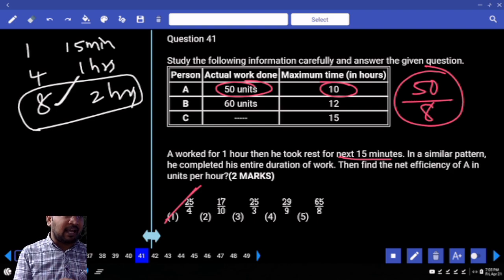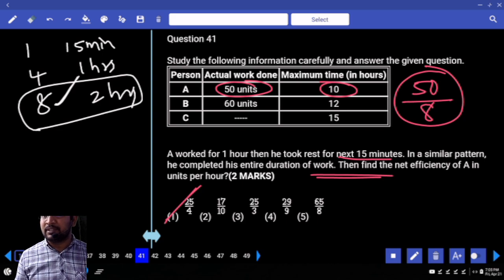So the total time, the maximum time, is 10 hours. Out of 10 hours, they are effectively working for 8 hours only. The remaining 2 hours is rest time. So efficiency, the effective work, is nothing but total work by effective number of hours. Shall I go for the next question?